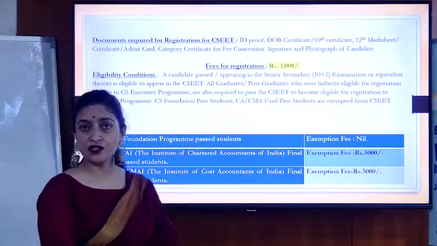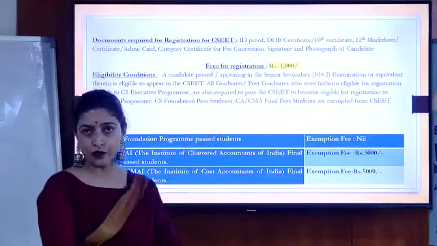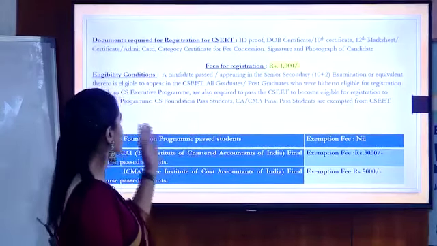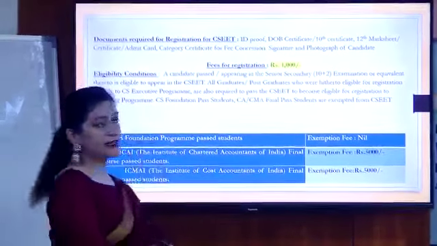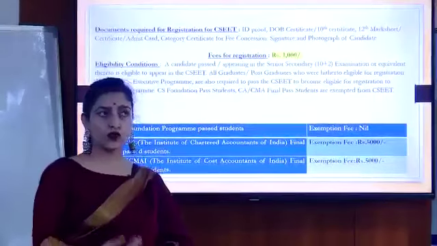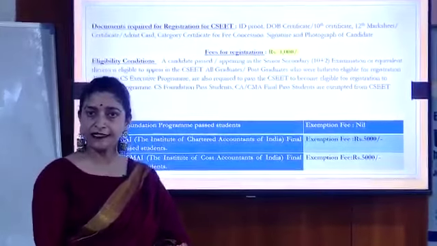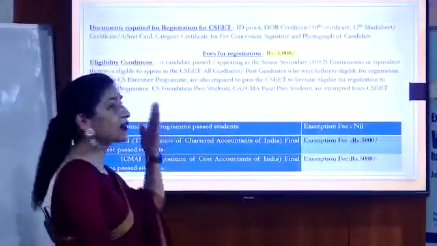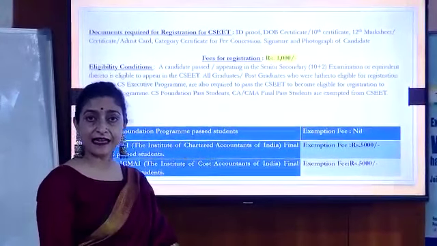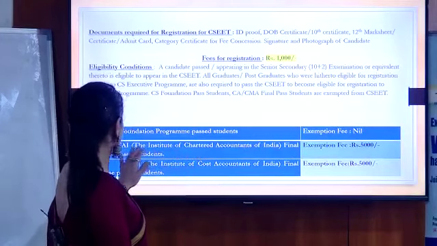Now what is the registration fee for the CSEET examination? It is 1000 rupees. So you can take admission in CSEET by paying 1000 rupees and registering. Now what is the eligibility condition? The minimum eligibility condition is 10+2. So students who have passed the 10+2 examination are eligible to take admission in the CSEET examination. And all graduates and postgraduates are also eligible to take admission in the CSEET examination. They are also required to pass the CSEET examination.